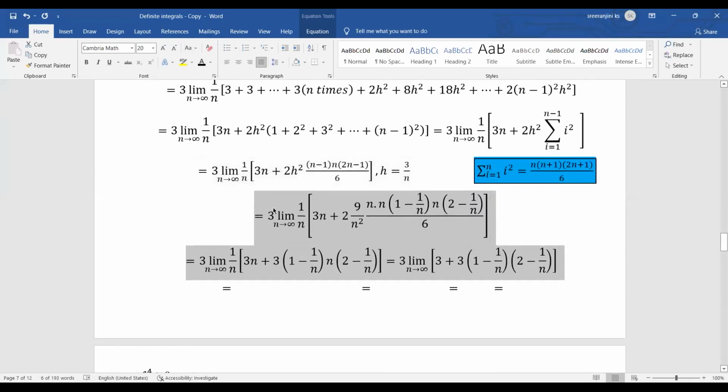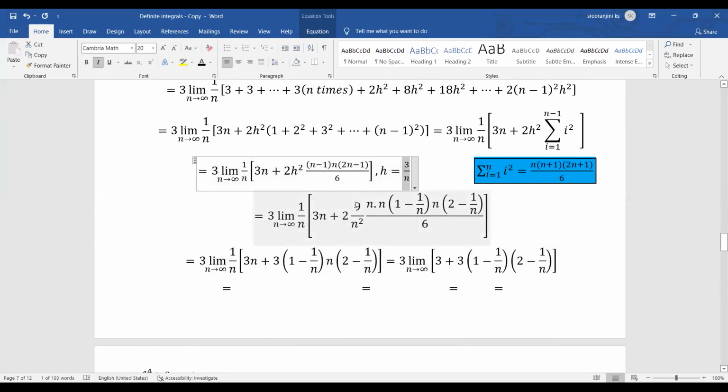That's equal to 3 into limit n tends to infinity, 1 by n, 3n plus 2 into h square. I'm replacing h by 3 by n, so it will be 9 by n square. And n minus 1, I'm taking n outside, so it will be n into 1 minus 1 by n. Similarly, from this 2n minus 1, I'm taking n outside. It will be 2 minus 1 by n by 6.